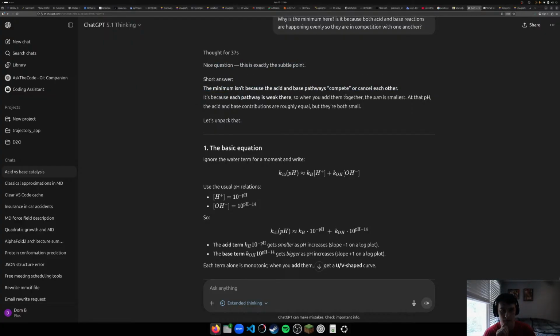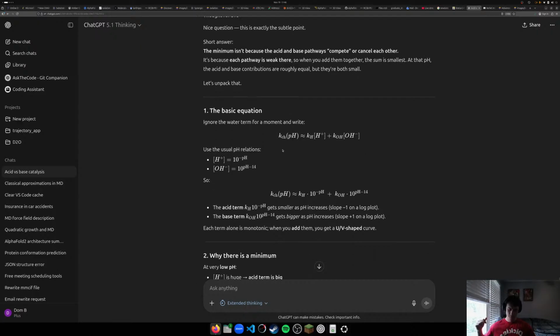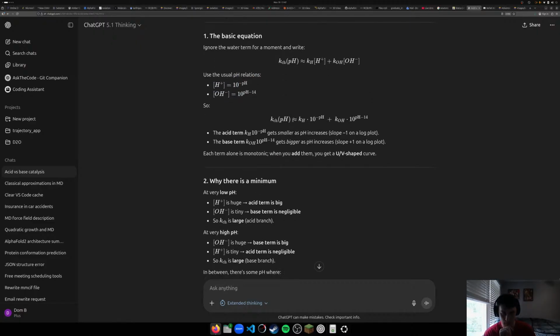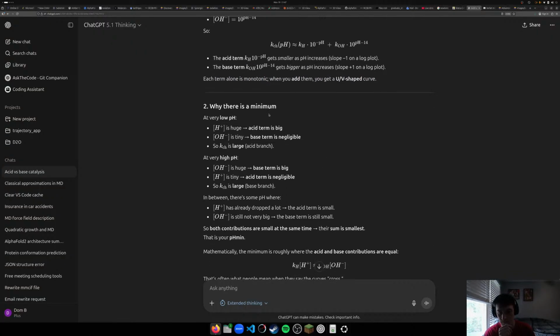The minimum isn't because the acid and base compete or cancel each other. It's because each pathway is weak there, so when you add them together, the sum is the smallest. At that pH, the acid and base contributions are roughly equal, but they're both small. Let's unpack that. Ignore the water term for the moment. The acid term gets smaller as pH increases. The base term gets bigger as pH increases. Each term alone is monotonic. When you add them, you get a V-shaped curve.